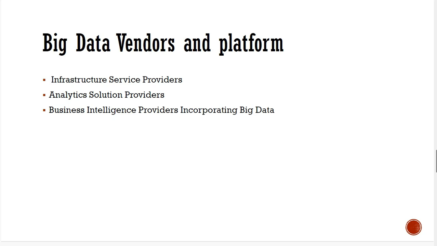Business intelligence providers incorporating big data. In this group, we note several of the major BI software providers who, again not surprisingly, have incorporated big data: SAS, MicroStrategy, and their peers.